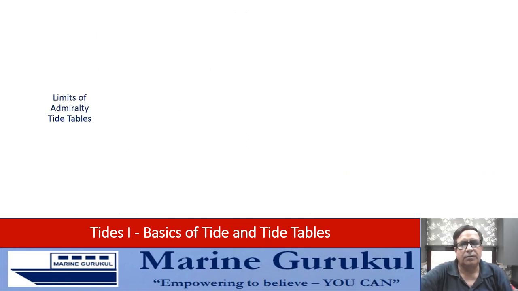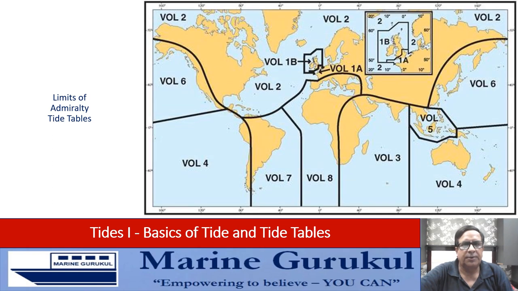ATT comprises 9 volumes, each volume covering a different geographical area. And this diagram here gives us the limits of Admiralty Tide Tables. Total 9 of them, numbered from 1 to 8, volume 1 being split into 1 Alpha and 1 Bravo, thus making it a total of 9 volumes.